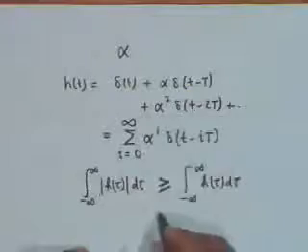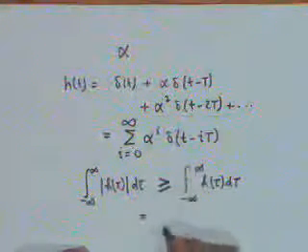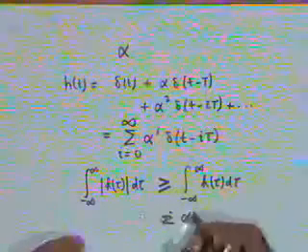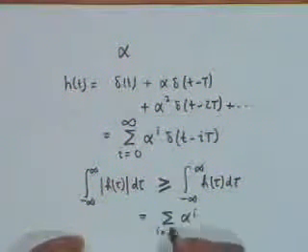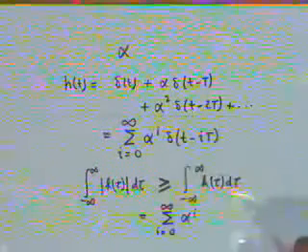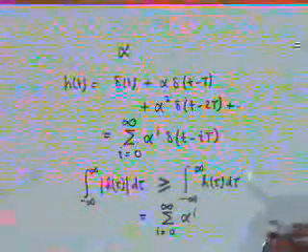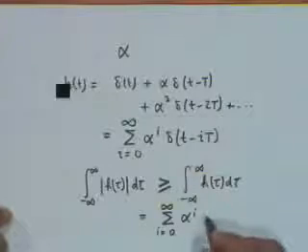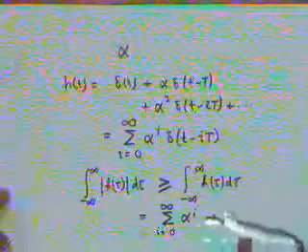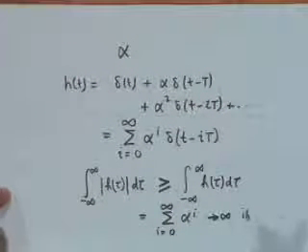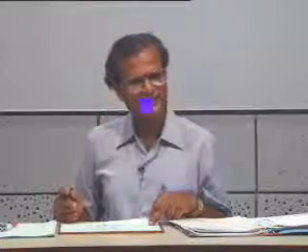Now obviously if I integrate this from minus infinity to infinity, then the only thing that remains is alpha to the i, i equal to 0 to infinity, because the integral of delta(t minus i) from minus infinity to plus infinity is equal to 1. It must fall within the range minus infinity to plus infinity, and obviously this will tend to infinity if alpha is greater than or equal to 1.